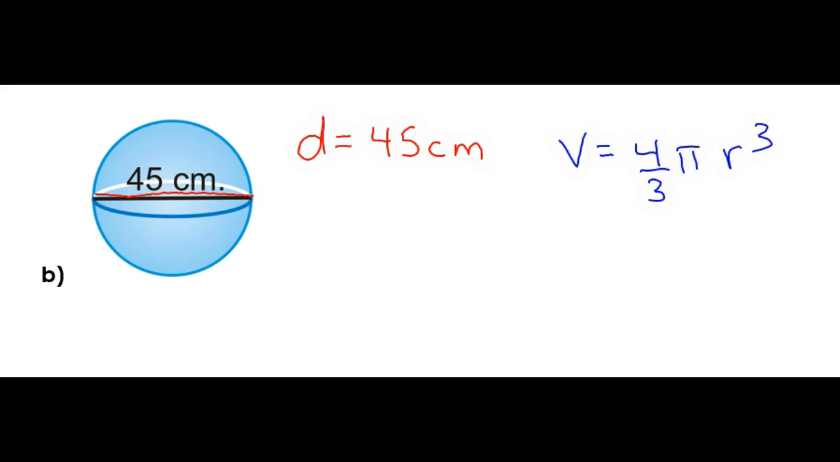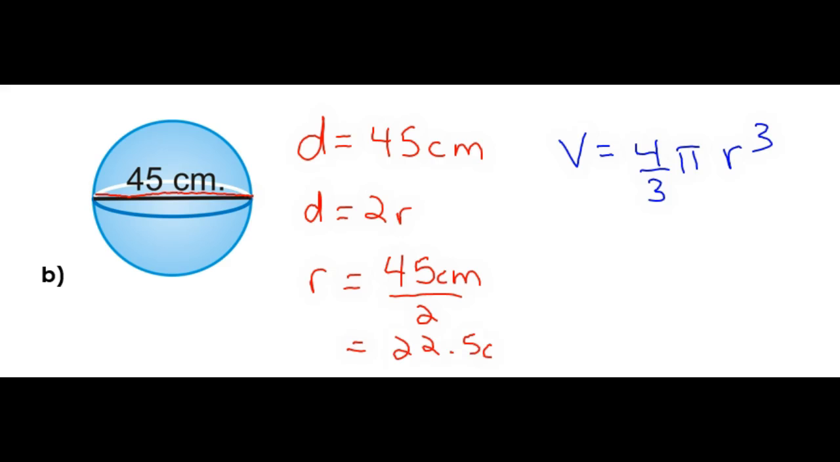I have the distance across the entire great circle, and that's actually my diameter. So I have a diameter of 45 centimeters. When I'm calculating the volume of a sphere, however, I need to know not the diameter but the radius. I always remember that the diameter is equal to 2 times the radius. So my radius is going to be 45 centimeters divided by 2. It's half the diameter, which gives me 22.5 centimeters.